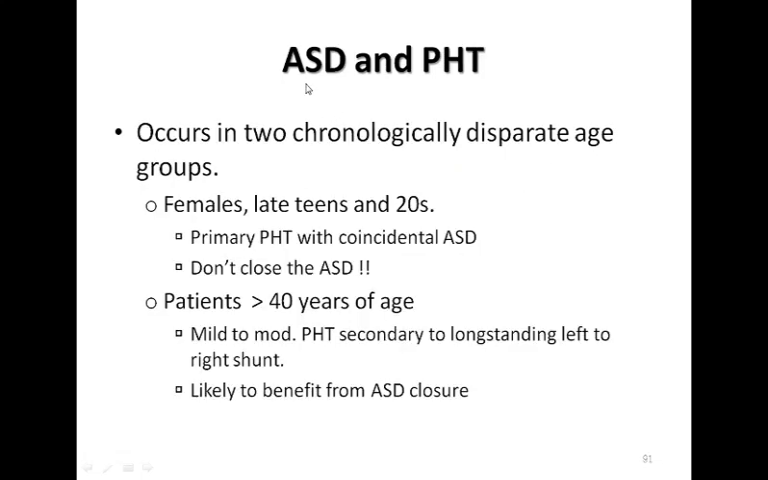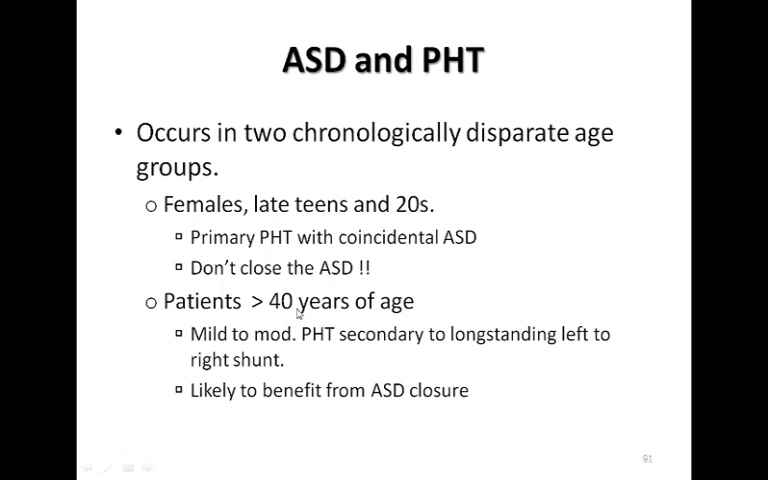So what happens to ASD if not treated? They can get pulmonary hypertension, which occurs in two chronologically disparate age groups. First is the female with pulmonary hypertension you come across during clinical examination in late teens and 20s. If it's pulmonary hypertension with coincidental ASD, so that means the patient has pulmonary hypertension that is not secondary to ASD, then it is better to leave this ASD open. It will help the patient.